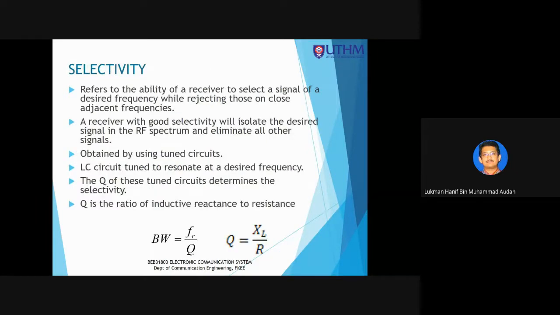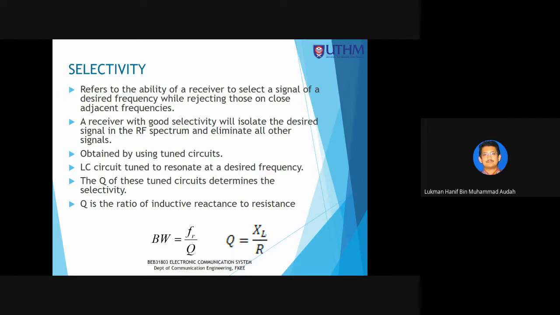And then selectivity. Another parameter is selectivity. So selectivity is the ability of the receiver to select, to choose the desired frequency, although it is at lower amplitude. Kebolehan untuk mencerap signal walaupun nilainya kecil. Okay, maknanya dia sensitif. Kalau receiver itu sensitif, maknanya kalau input itu kecil, dia masih boleh tangkap, dia boleh cerap dan dia boleh proses.